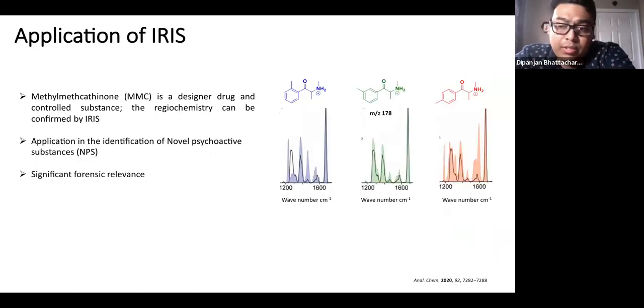So I'll end my discussion with this last slide over here. It's of significant forensic relevance. They were trying to detect the different regioisomers of a controlled substance called MMC, methylmethcathinone. There are 3 possible regioisomers: ortho in blue, meta in green, and para in red. And the mass spec shows identical patterns. So basically, the only way to determine the actual regiochemistry is doing the IRIS, and you can see a pretty good match with the corresponding theoretical IRIS spectra, which are shown in black.